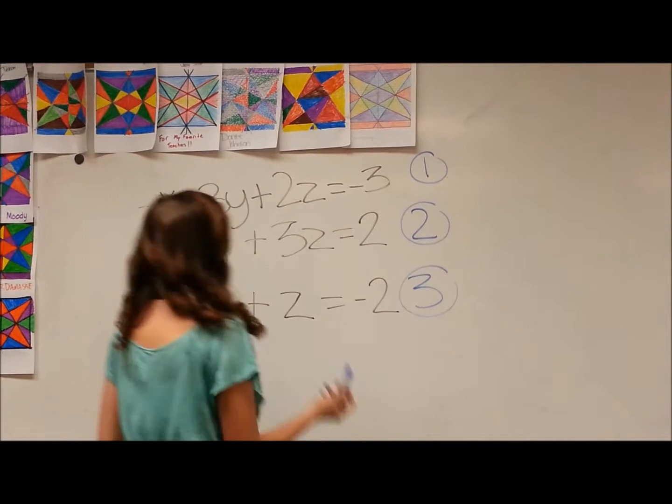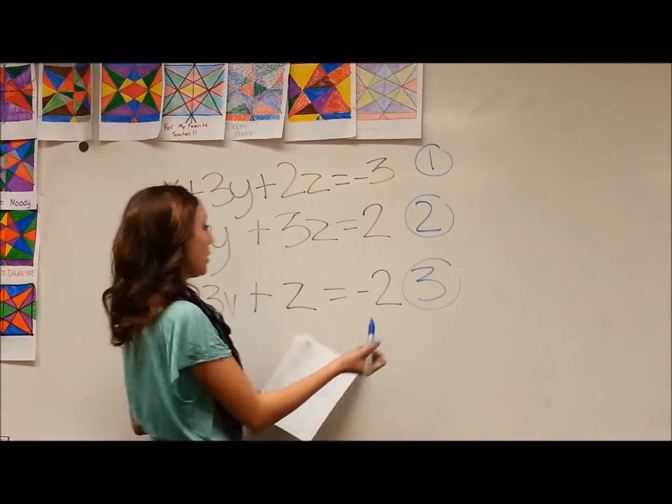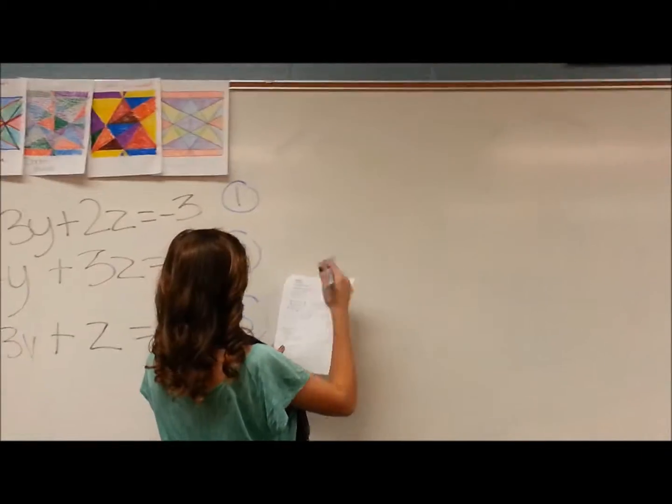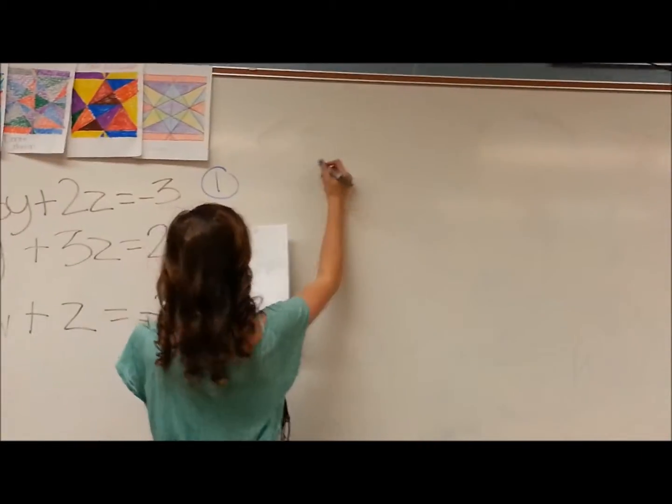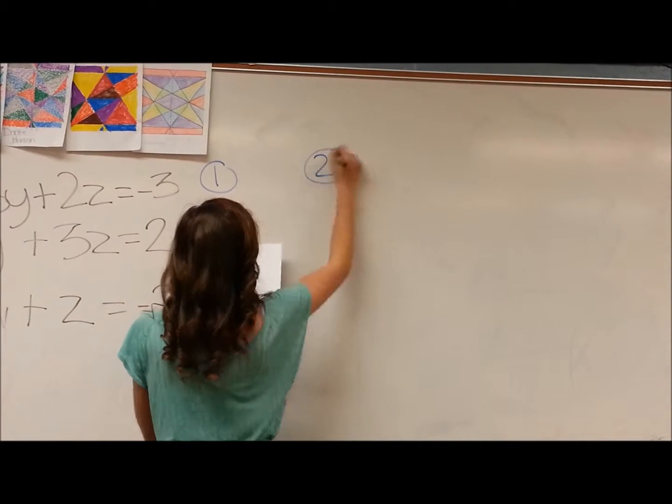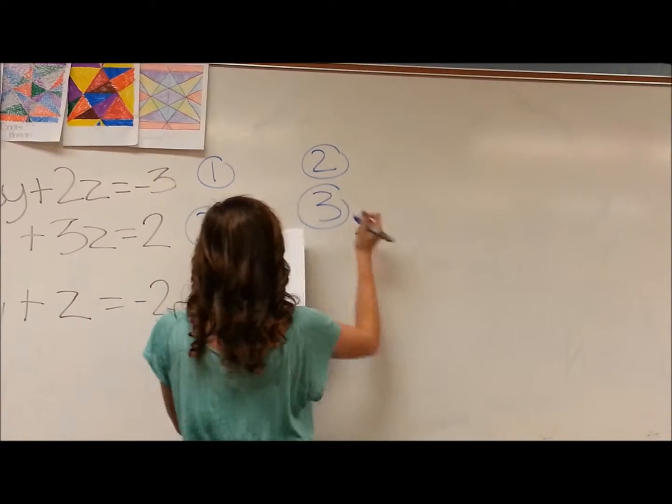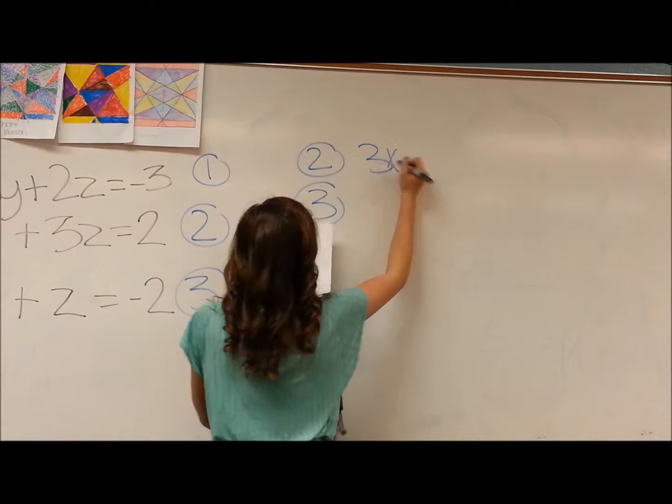We started by labeling each equation 1, 2, and 3. We're going to use 2 and 3 to eliminate x. You're going to rewrite the equation.